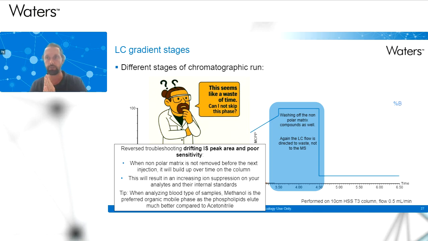If you do not apply this phase in your methods, you will get an accumulation of matrix on the column, which will result in a decrease in sensitivity. And you might also see a drifting decrease in internal standard peak areas. By the way, if you are working with blood-related samples, whole blood, plasma, whatsoever, it is recommended to work with methanol as the organic mobile phase rather than acetonitrile, because phospholipids are much better soluble in methanol compared to acetonitrile. So you are much better able to wash off the matrix.